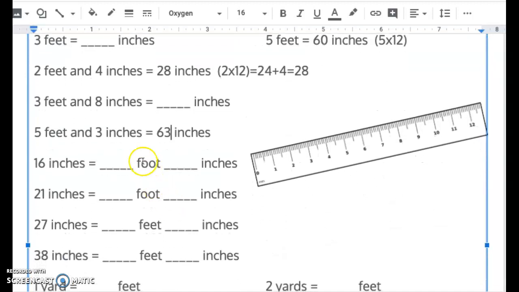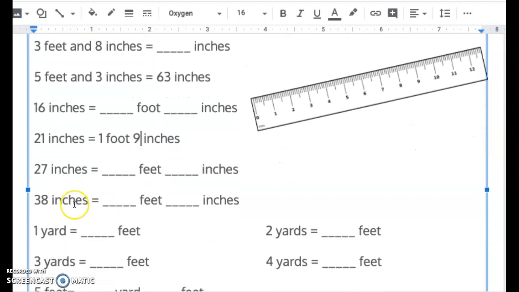Going on down, let's scroll down and do this one together. 21 inches is how many feet and inches? Ooh, I have 21 inches. Let's see, I pull out 12. So I could take out 1 foot, that's 12 inches, and then I have to think 21 minus 12. That would leave me 9 inches left over.